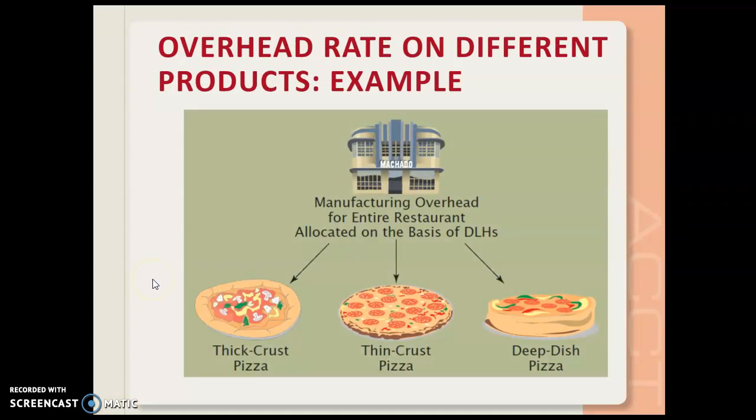All right, so in this example here, we're taking a look at what if we have multiple different products, but we have lots of each of those different products. Not every pizza is a total one-of-a-kind custom thing, okay? So we have some thick crust pizzas, some thin crust pizzas, and some deep dish pizzas. So we want to figure out how much overhead should go into each of these 3 different types of products.